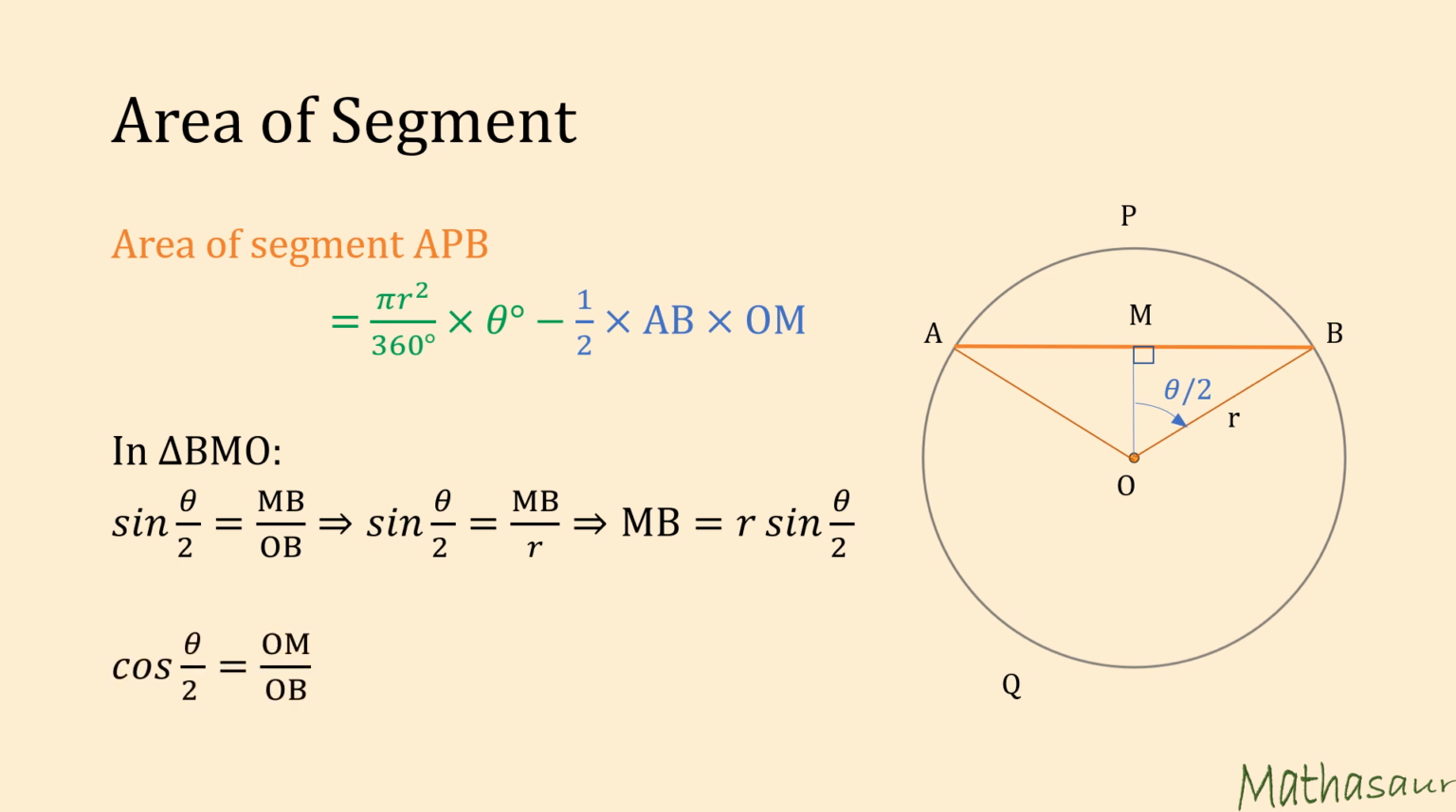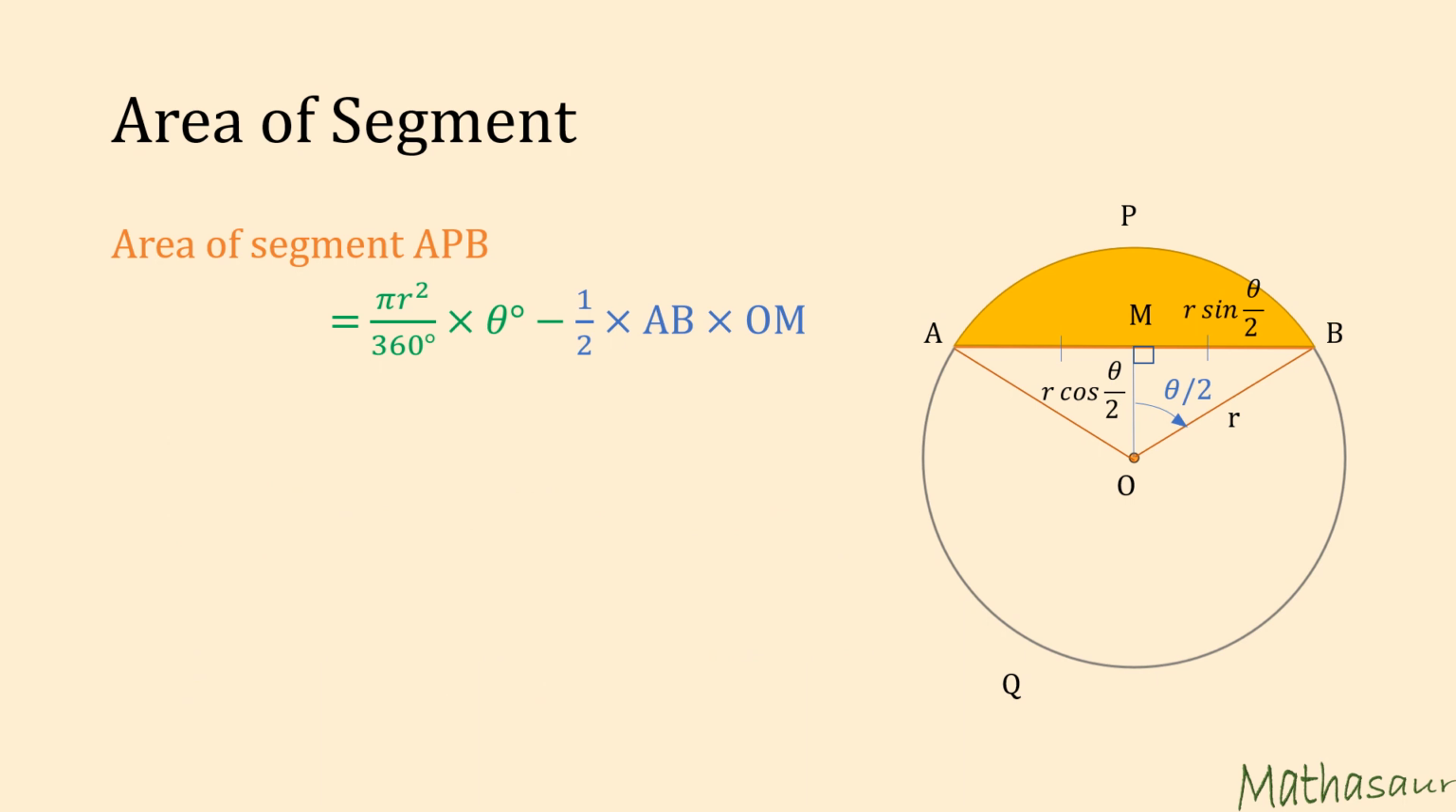Now, let us apply cos theta by 2. It would be equal to OM by OB. Upon cross multiplying, we see that OM would be equal to R times cos theta by 2. So, we know the measures of MB and OM in terms of R and theta.